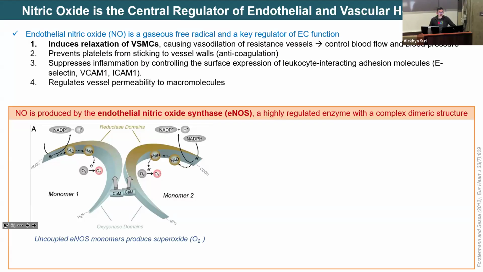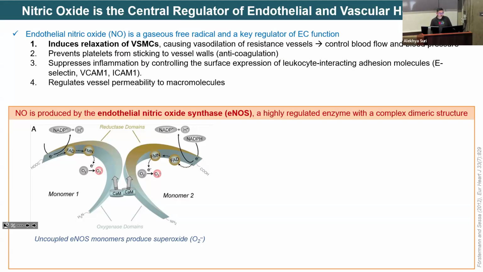The endothelial enzyme is a really complex enzyme, and under normal circumstances, it needs to dimerize. So basically, you need 2 molecules of eNOS that bind together to form an active enzyme.